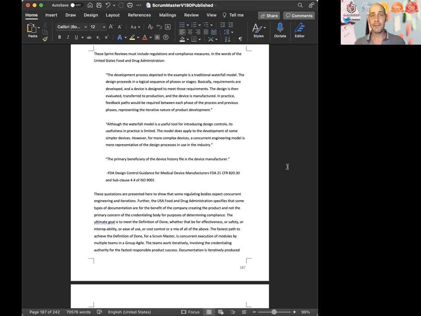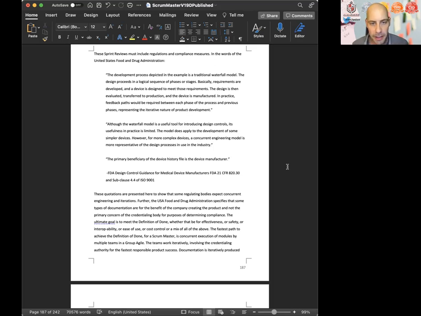The FDA says, look, that file's for you, saying what process you used. That's not the point. We're here to ensure health and safety. So show us what process you did use, whatever it was, so we can understand how you ensured health and safety. The FDA does not mandate waterfall. In fact, they're quite strict, saying waterfall's application in practice is limited. It may be appropriate for some simpler devices. That's FDA design control guidance for medical device manufacturers: FDA 21 Code of Federal Regulations 820.30, and subclause 4.4 of ISO 9001.